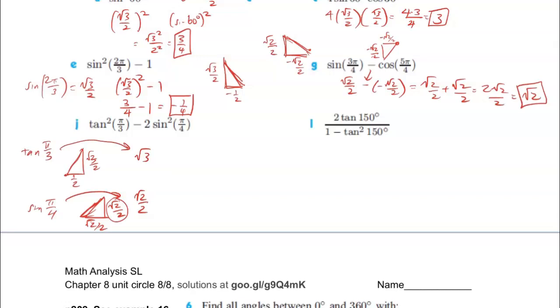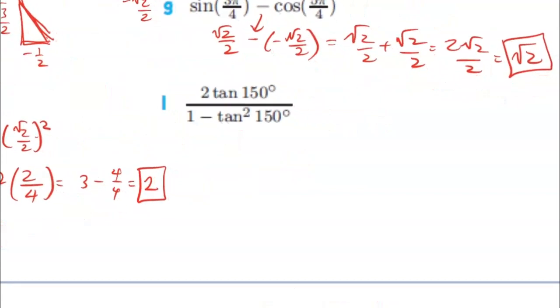So tangent squared would be square root of 3 squared, minus 2 times sine squared, which would be square root of 2 over 2 squared. Square root of 3 squared is just equal to 3, minus 2, and then square root of 2 squared on top. Remember, when you have a square on a fraction in parentheses, you square both the top and the bottom. So the top is going to be 2, the bottom is going to be 4. So our answer is 3 minus 4 over 4, which is 3 minus 1, which is 2.